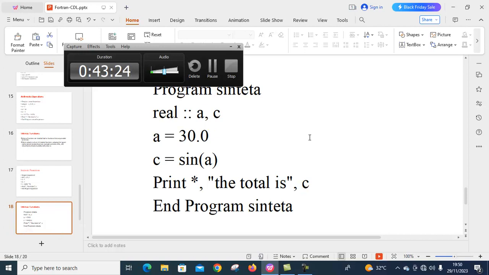So this is another program that calculates sine of 30.0, which is a real value. And the answer surely too will be in real. So the type of argument and the type of result are also real. Good.